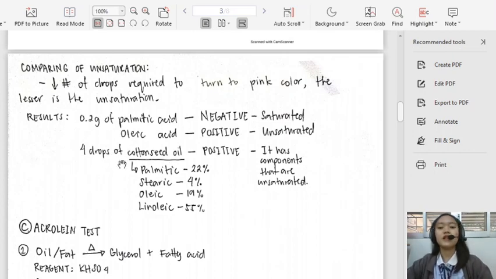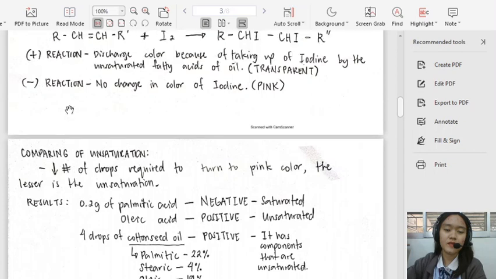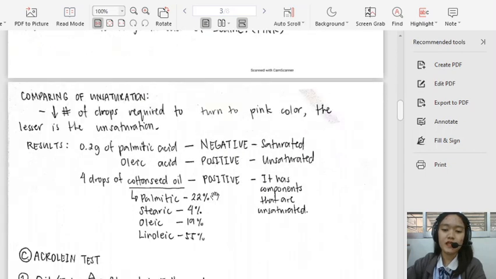Next, you have 4 drops of cottonseed oil mixed with chloroform. It is also positive. Meaning, kapag nag-drop ka ng iodine sa kanya, nawawala din yung color ng iodine. Okay? Bakit? Because when you have that kind of result, that means that your cottonseed oil contains unsaturated components. So, ano ba yung components ng cottonseed oil? You have palmitic, stearic, oleic, and linoleic.